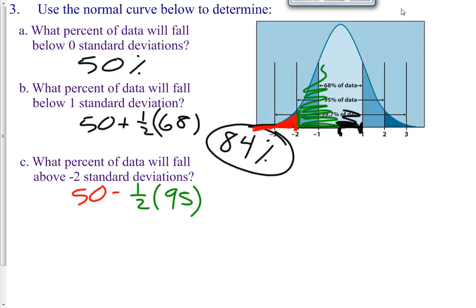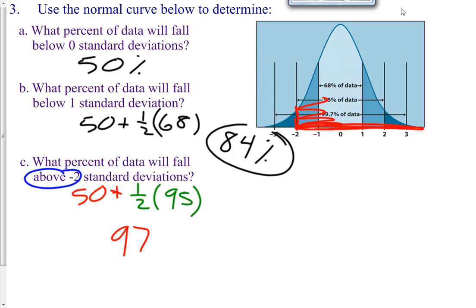What percent of data will fall above a negative 2? So now above a negative 2 is significantly greater than 50% of the data. So here's negative 2. I want all of this. So that is going to be 50% plus this half of 95. 50% plus half of 95, that's 97.5% of the data. Sorry about that.